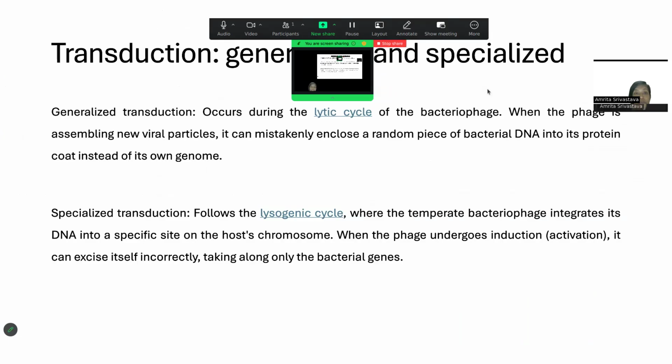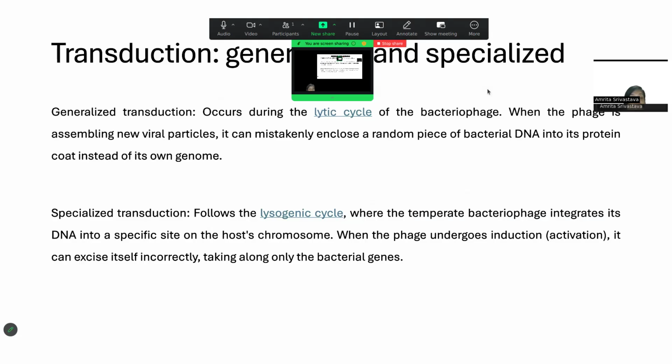Then there is a mechanism of transduction, which is also referred to as generalized transduction and specialized transduction. In both cases, there is the involvement of a bacteriophage, or a virus. Generalized transduction occurs during the lytic cycle of the bacteriophage. When the phage is assembling new viral particles, it mistakenly encloses part of the bacterial DNA, and then when it transfers to the other bacteria, it is carrying that part of the bacterial DNA to the new host cell.